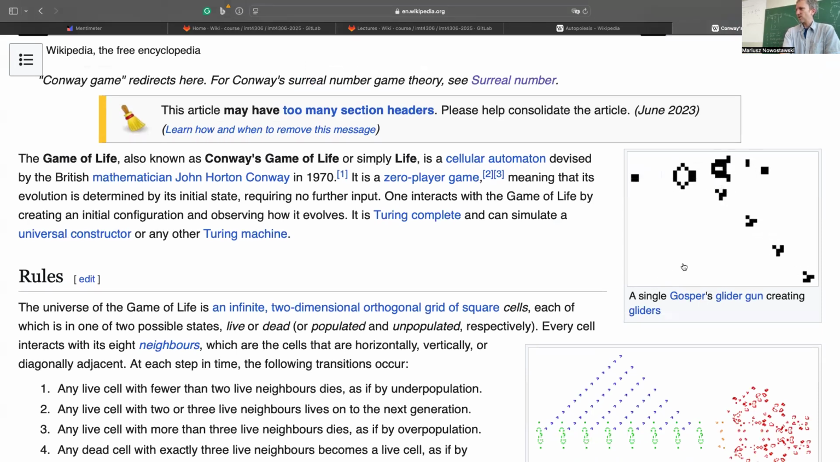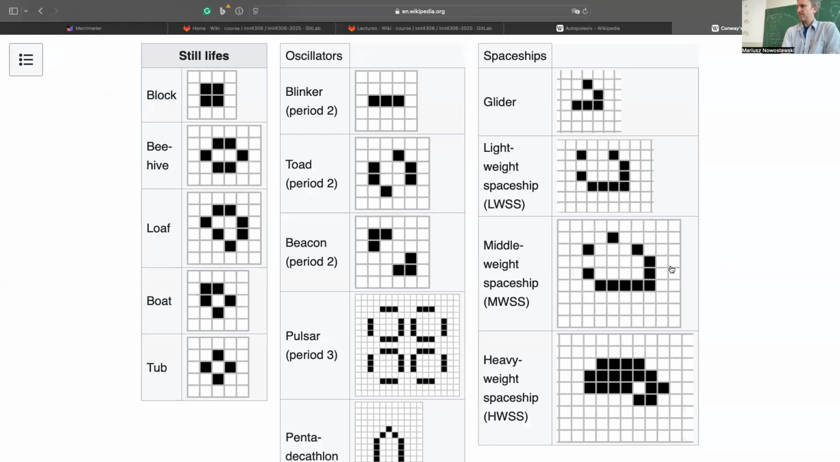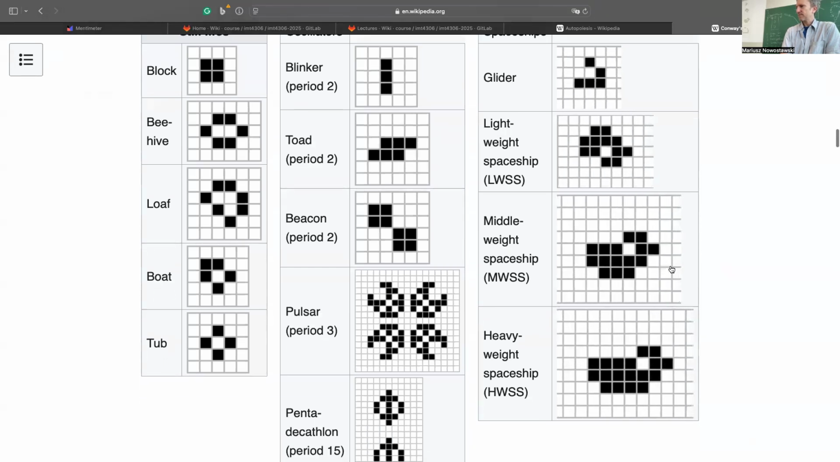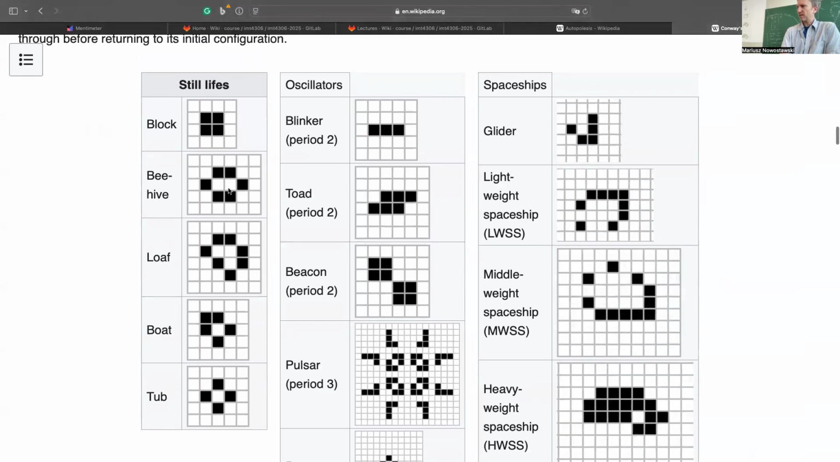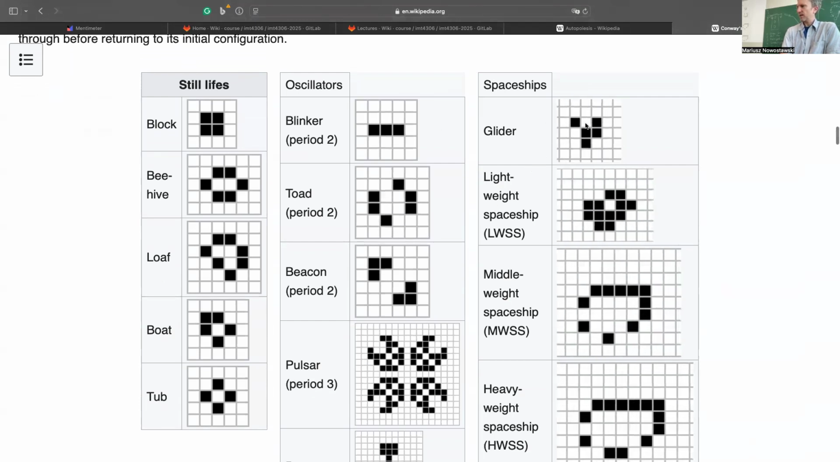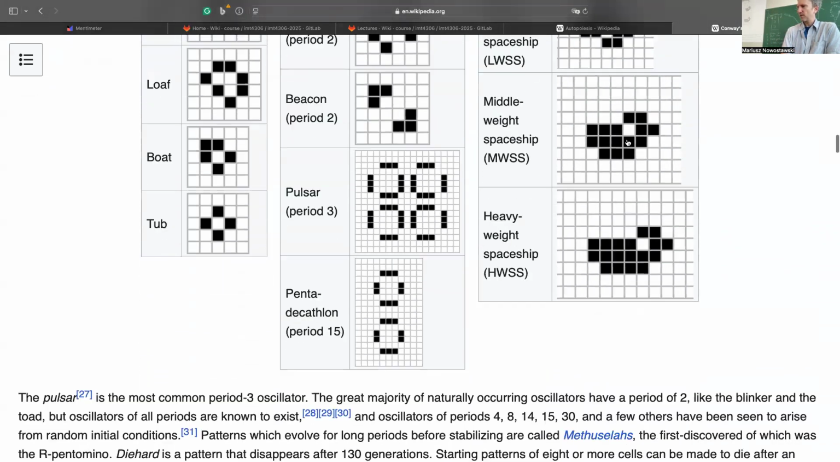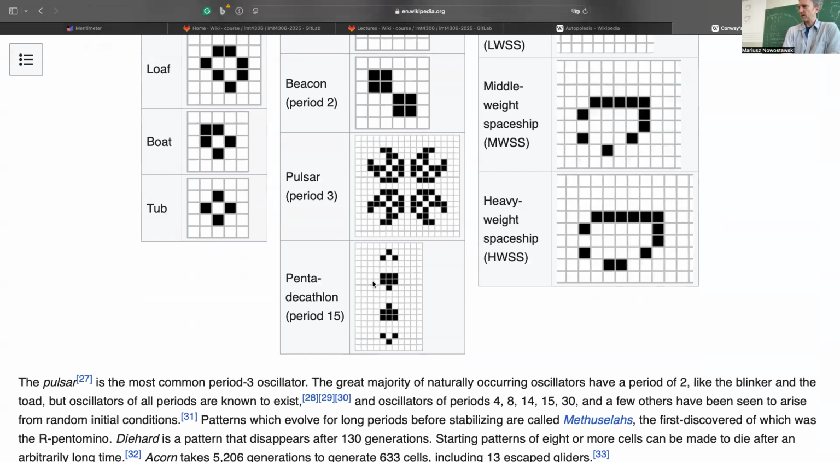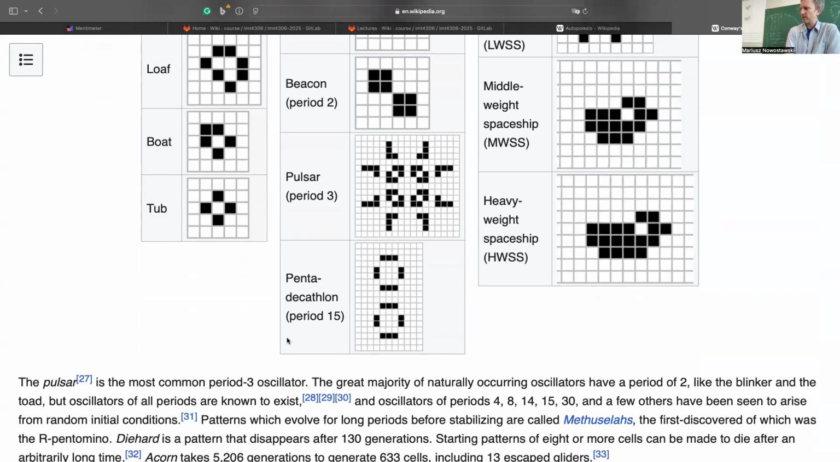And there is a certain size of research that has been done. So those are stable forms. Those are oscillating. Those are spaceships, the glider. So we saw the glider before. Pulsars. So they go over a certain period of sequences, but they go back to the same form.